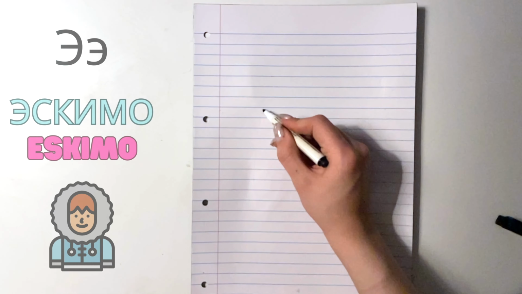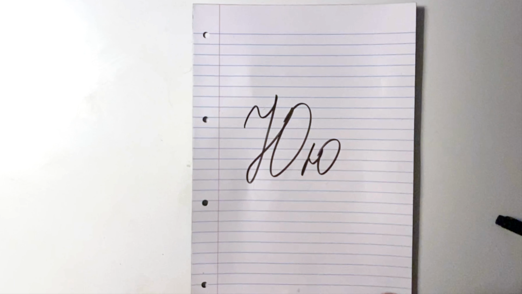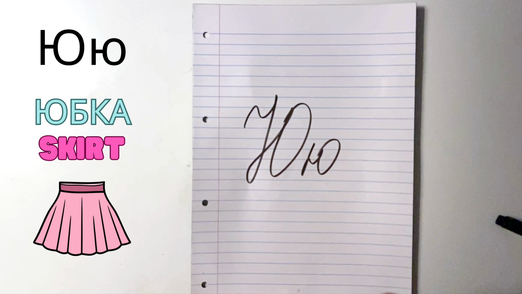A word beginning with Э is Eskimo, which is a conjugate of the English word Eskimo. Ю. A word beginning with Ю is юбка, which means skirt in English. Я. A word beginning with Я is яблоко, which means an apple in English.